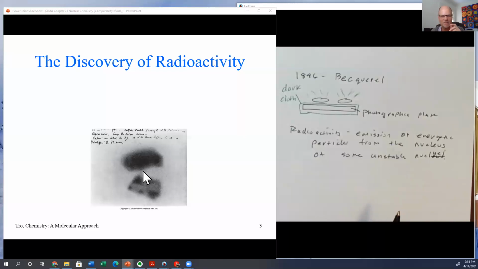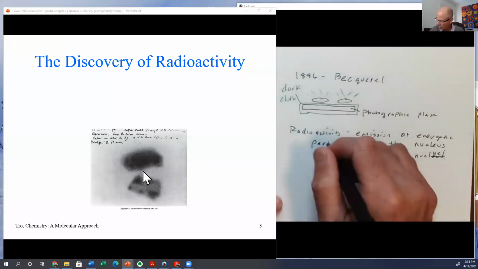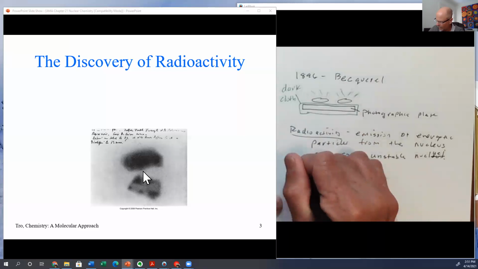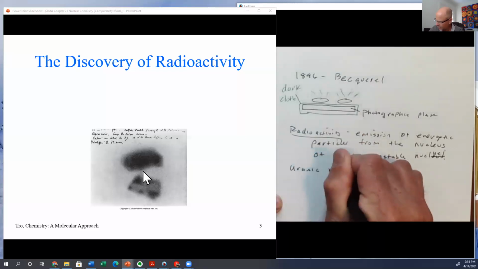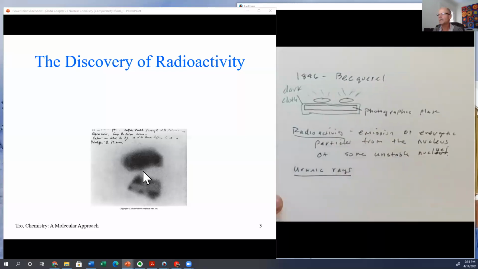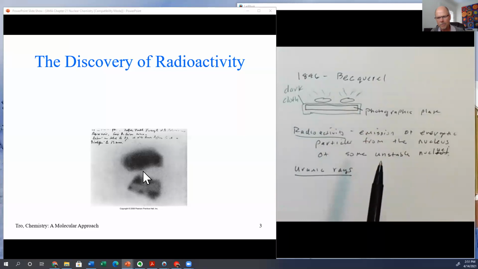Then I'm glad people are asking about Marie Curie, because she's next on the scene. She was a graduate student of Becquerel, and Becquerel had called these things uranic rays, because what he discovered was that they came from the uranium. So he called them uranic rays. And Marie Curie came on the scene, and so emission of what particles?